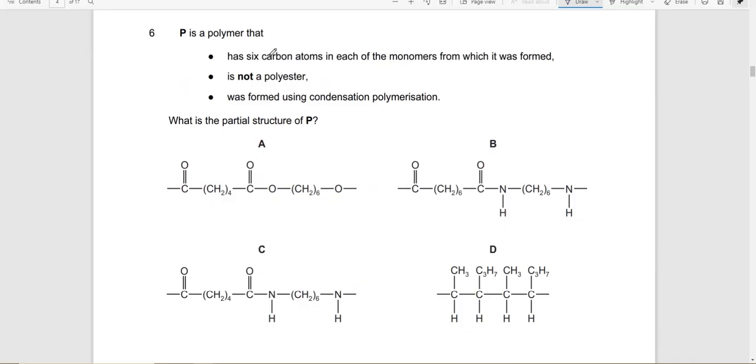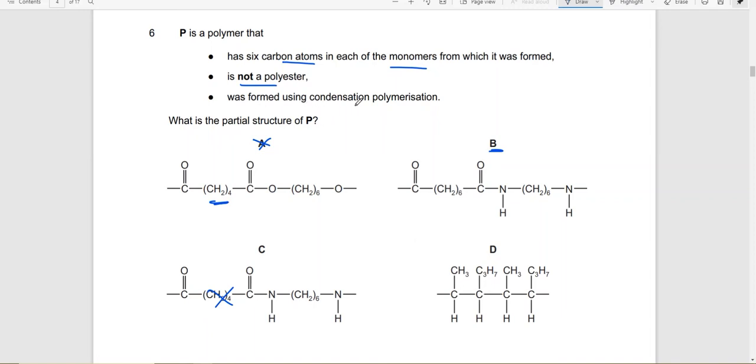Okay, P is a polymer that has 6 carbon atoms in each of the monomers from which it's formed. It is not a polyester, and it was formed using condensation polymerization. What is the partial structure of P? So each monomer has 6 carbon atoms. This does not have 6 carbon atoms, so it is not the answer. This has 6 carbon atoms. This also does not have 6 carbon atoms. And this is not a polyester.